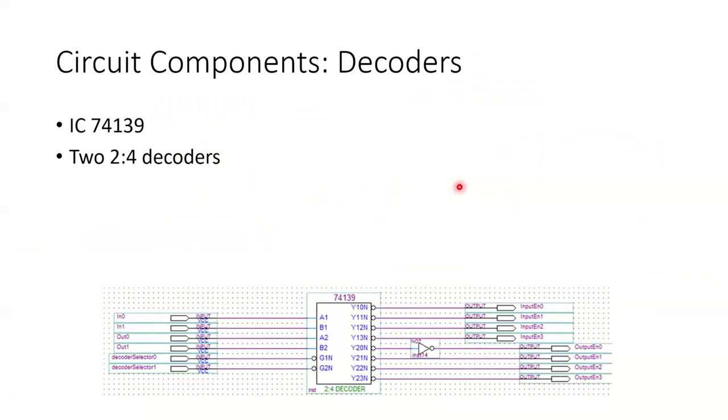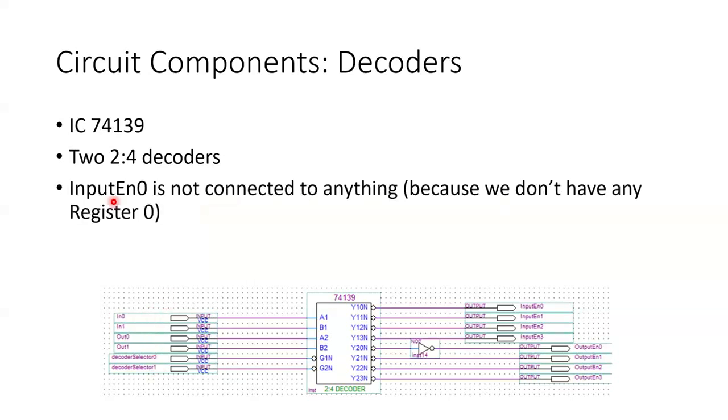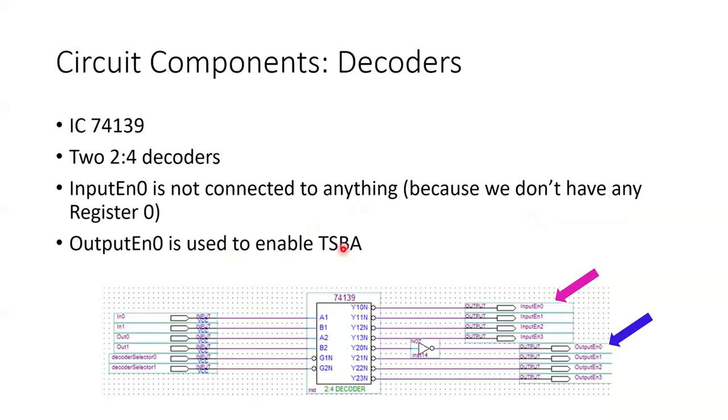Now, you don't have to create the 2:4 decoders. We have an IC for it. The IC 74139 in Quartus has two 2:4 decoders. So you can see that this is a sample circuit given on the challenge page. Once you have this IC, then you will create this circuit. The first two inputs will be in 0, in 1, and then out 0, out 1. And then we have decoder selector 0 and decoder selector 1. So the input enable 0 over here has not been connected to anything because we don't have any register 0, right? The output enable 0 is used to enable TSBA, like we saw.